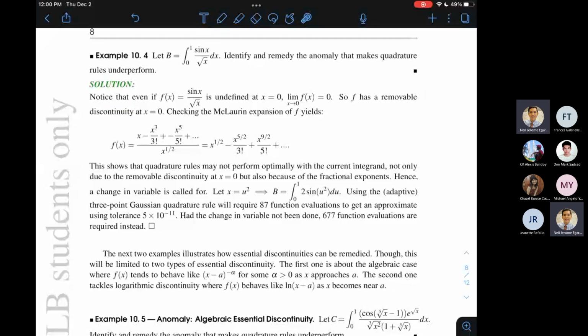Okay, so we can also look at integrals with combo anomalies. Ibig sabihin, one anomaly on top of the other. So let's see example 4. Here we have b equals the integral of sine x over the square root of x dx from 0 to 1. The glaring anomaly here is that the function is discontinuous at x equals 0. All right. So x equals 0, magiging discontinuous siya dyan. Okay. So tandaan natin, yun yung isang problema.